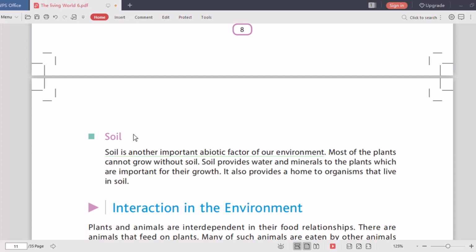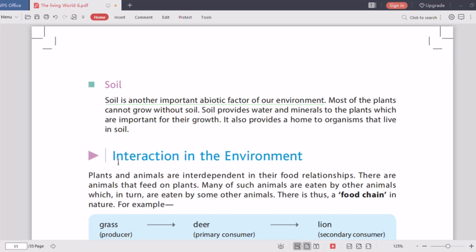In the biotic component there are three factors, that is producer, consumer and decomposer. Without soil, producers cannot grow, and without producers there is no consumer, and without consumers there is no decomposer, and without the biotic component there is no abiotic component. So when we constitute both biotic and abiotic components, we form the environment. And the environment is very important, and each part of the environment is very important for us.